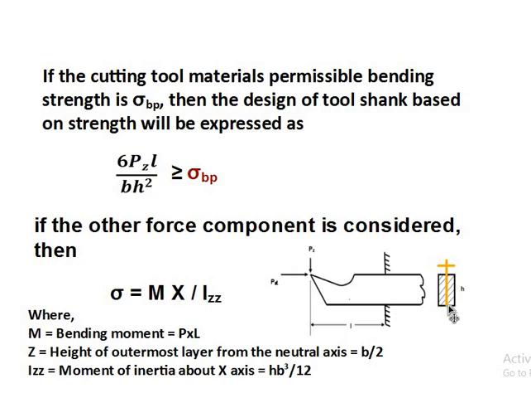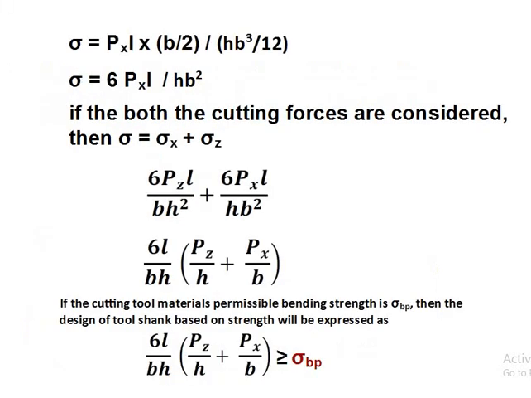The X is the outermost layer from the neutral axis. So this is the outermost layer and this is the neutral axis, that is B by 2. Then the moment of inertia about this axis is hb cube divided by 12. If you substitute in the stress equation, you will get 6 times the load in the x direction into L divided by hb square.